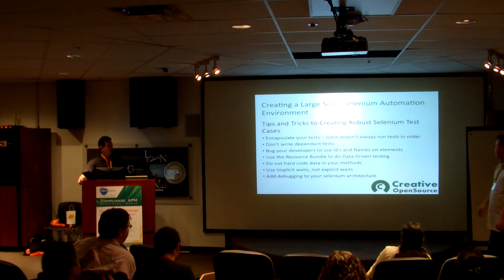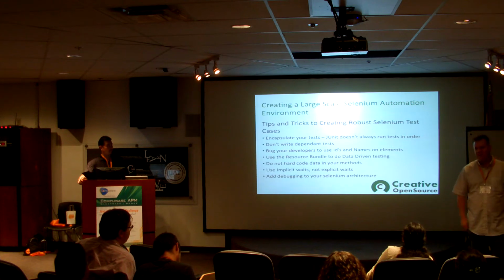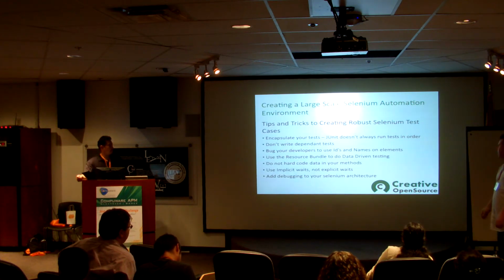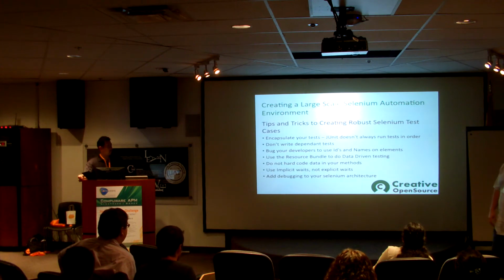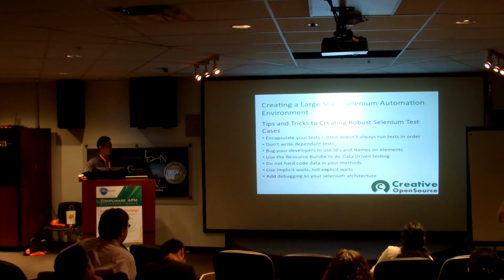Bug your developers to use IDs and names on elements. It'll make your life so much easier. If you're going to use XPath, you're going to be miserable. Use the resource bundle to do data-driven testing. Do not hard-code data in your method. Use implicit waits and not explicit waits.